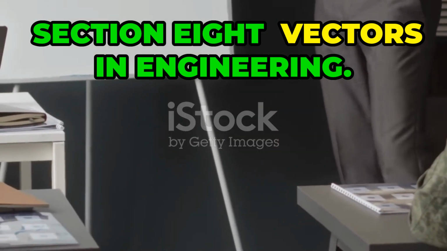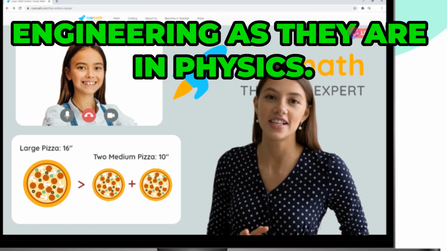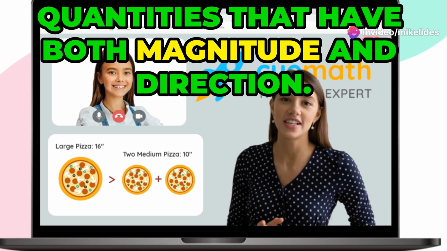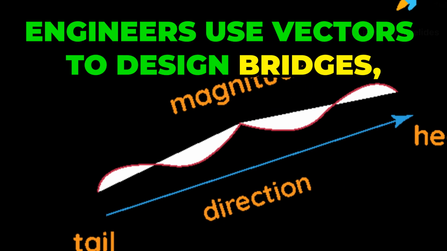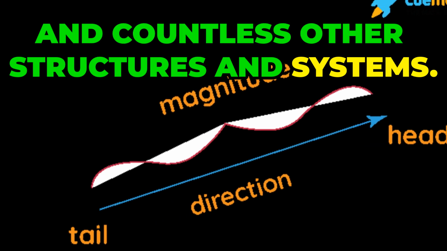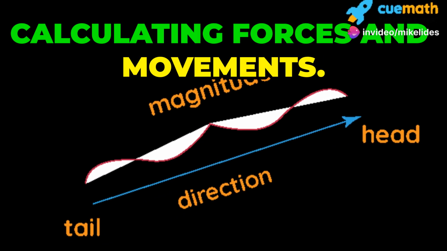Section 8. Vectors in engineering. Vectors are just as crucial in engineering as they are in physics. They provide a way to represent quantities that have both magnitude and direction. Engineers use vectors to design bridges, buildings, airplanes, and countless other structures and systems. These vectors help in visualizing and calculating forces and movements.